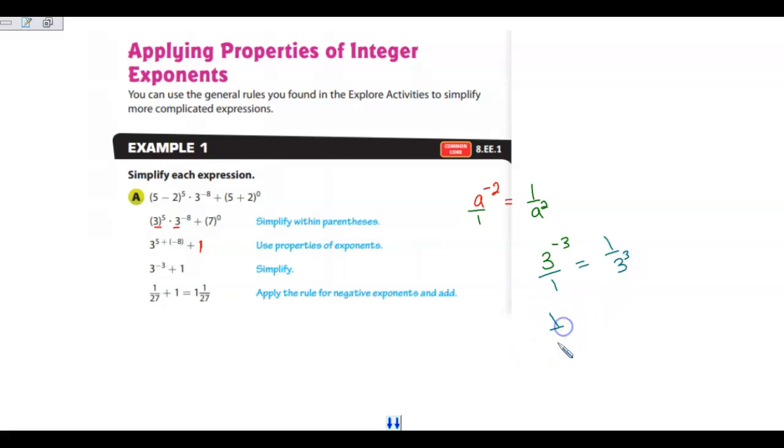And we know that 1/3 times 1/3 times 1/3, 3 times 3 times 3 is 27. 1 times 1 times 1 is 1, and so 3 to the negative 3rd becomes 1 over 27, and that's where this came from. We're going to take 1/27 and add 1 to it, so we get a total of 1 and 1/27.